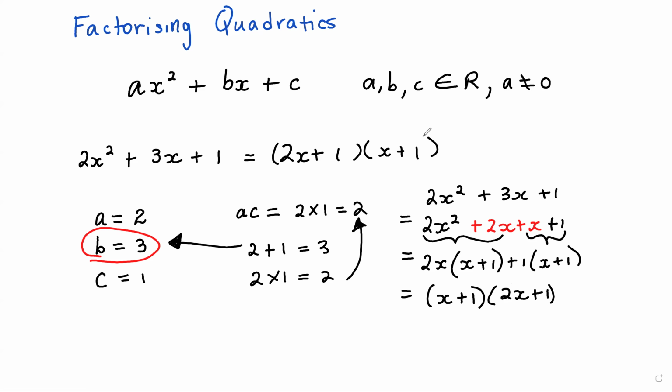Now, if you want to see that your answer is correct, you multiply out these brackets and it's supposed to give you back the original quadratic. So 2x times x is 2x squared, and 2x times 1 is 2x. And then 1 times x is x, and 1 times 1 is 1. And when I simplify this, this will actually give me 2x squared, 2x plus x is 3x, plus 1. So it does actually work. So I have factorized correctly.